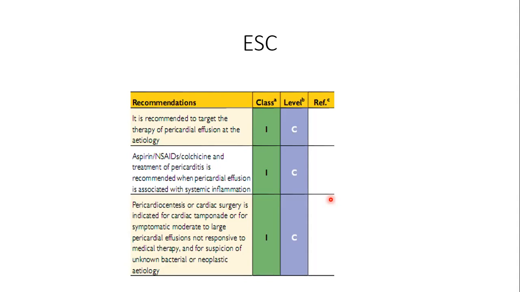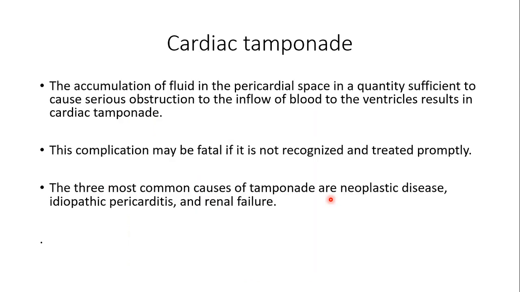So the guideline for treatment recommends to target the therapy of pericardial effusion with respect to the etiology. Okay, then aspirin, NSAID, colchicine, and the treatment of pericarditis is recommended when pericardial effusion is associated with systemic inflammation. Pericardiocentesis or cardiac surgery is indicated for cardiac tamponade or symptomatic moderate to large pericardial effusion not responsive to medical therapy, or for suspicion of bacterial or neoplastic etiology.